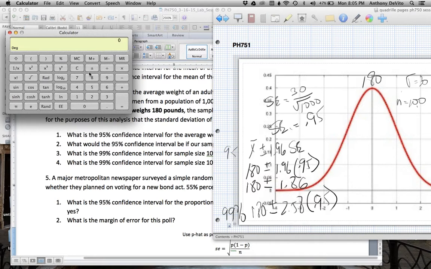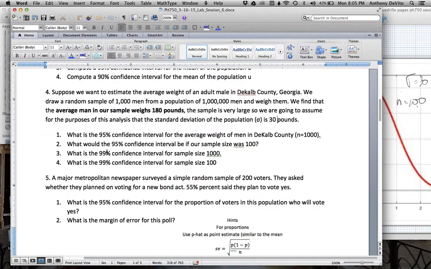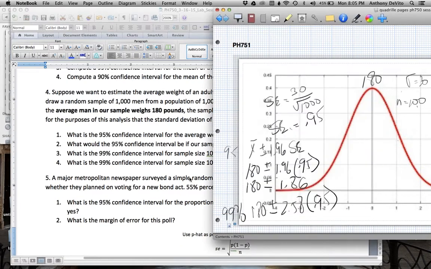180, whoops, let me clear all this. 2.58. Which one works out the number? I'm sorry. So 99%. Okay, I'm sticking with it. I'm doing 1 and 3 first, since I'm working with the standard error for those two.